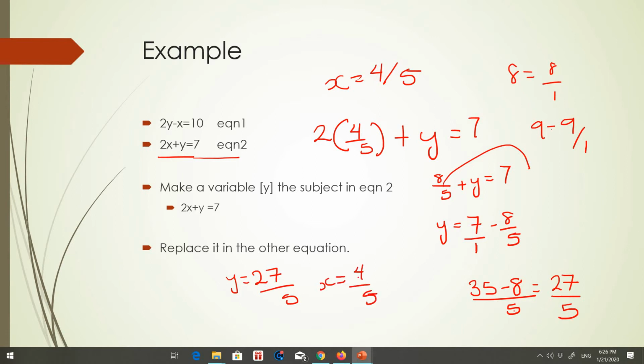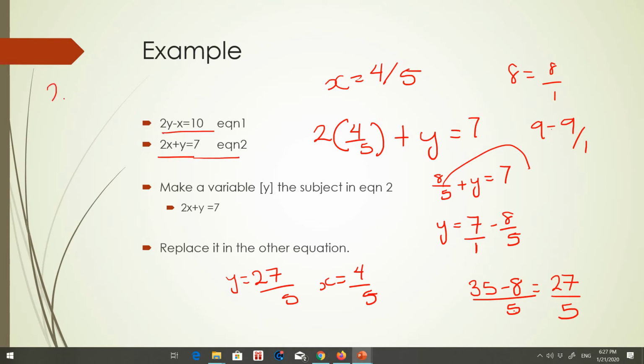Now that you have your answer, let's test it. You can see I made y, which is the variable, the subject of equation 2, and then I replaced it in the other equation. So let's try it and see if it's correct. Let's try in equation 1.